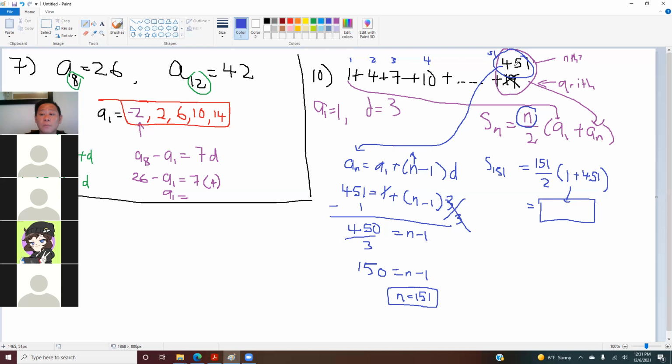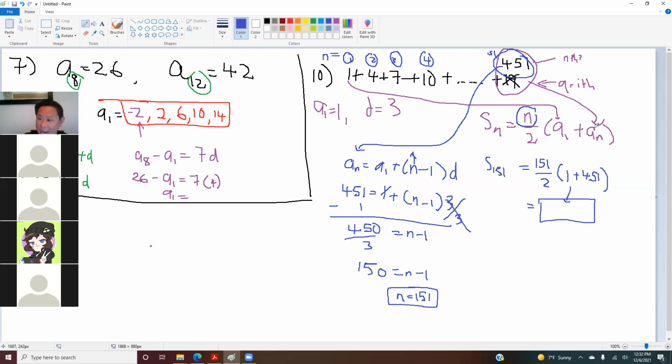Okay, so let's say this is your first term, this is your second term, this is your third term, this is your fourth term. The first term is 1, the second term is 4, the third term is 7, the fourth term is 10. This is called the n. So we don't know what n is for 451. This is how you figure out your n in this case.